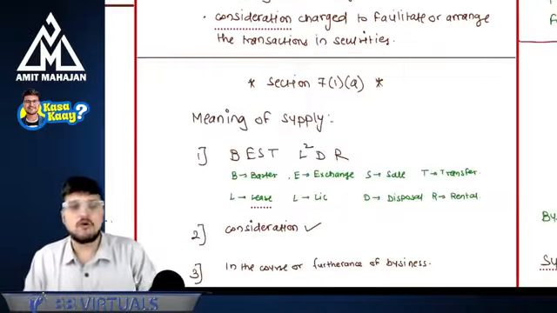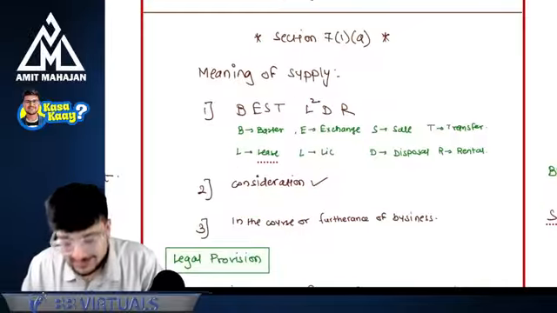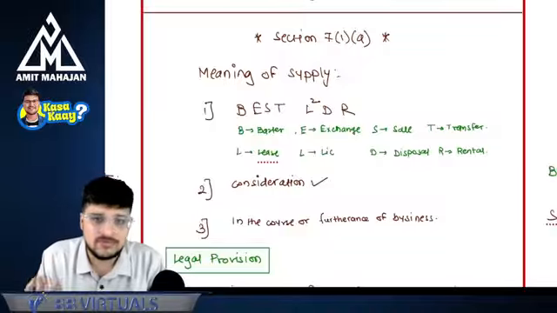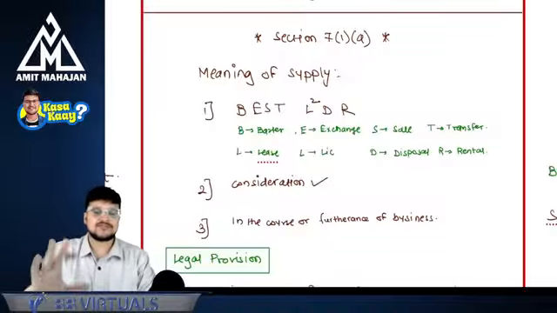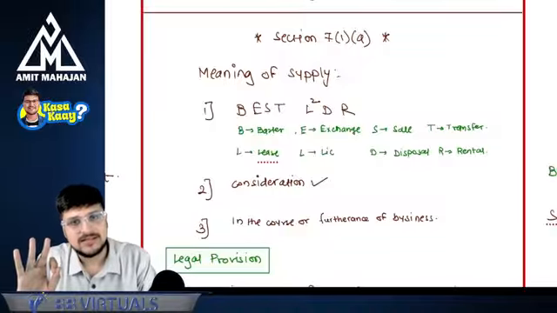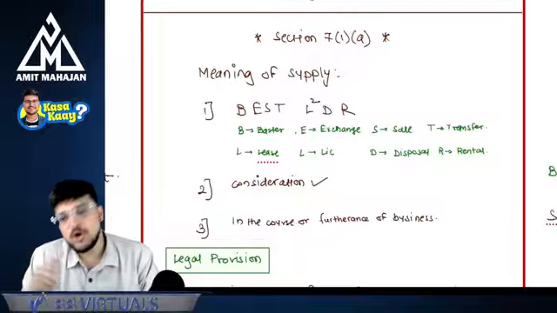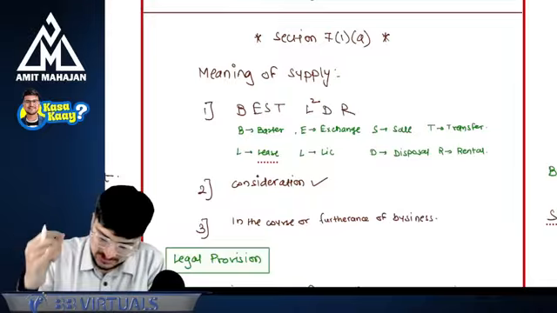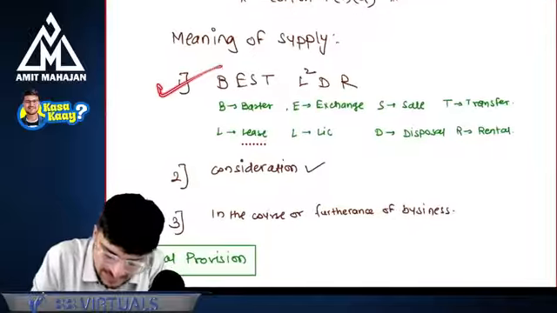Okay. Now, sir, what is section number 71A? Section 71A specifically mentions the meaning of supply. What is the meaning of supply? If you satisfy three conditions, your transaction will be categorized under supply. What are the three conditions? Number one, it has to be BEST LLDR.